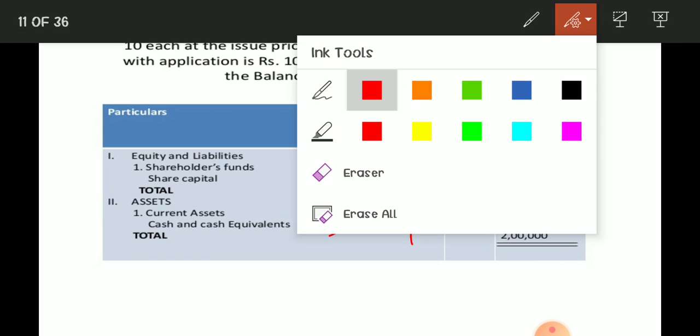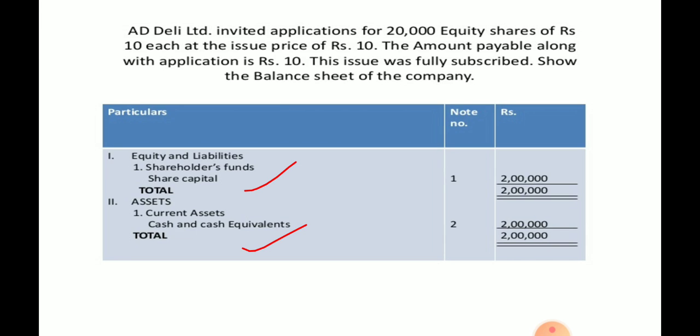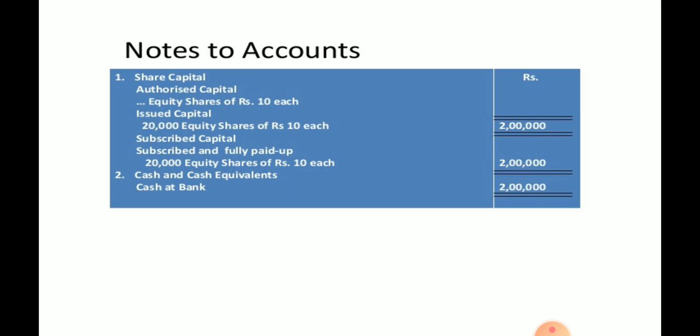How is it shown in the balance sheet? So in share capital and cash equivalent. It is a current asset because you receive the cash, no? So it is written as cash and cash equivalent. Notes to account: here you can see share capital, authorized capital that is 2 lakh, issued 20,000 equity shares of 10 each, and subscribed is 2 lakh.